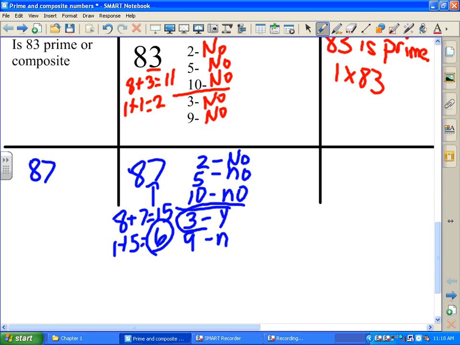I got 1 yes. So 87 is composite, because I know it has 1 times 87, correct? I now also know that 3 times something is also going to equal 87. I now see 3 factors, so it has to be composite because it has more than 2.